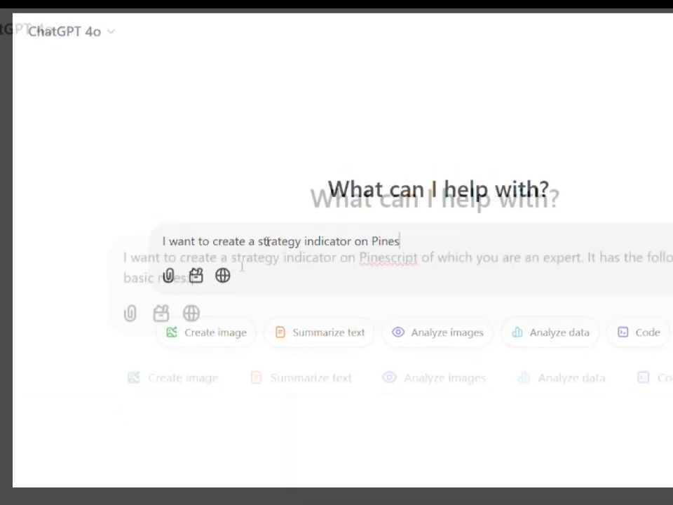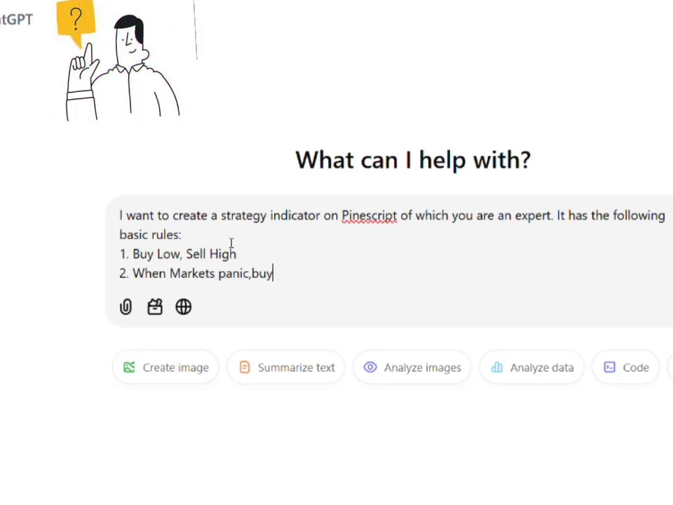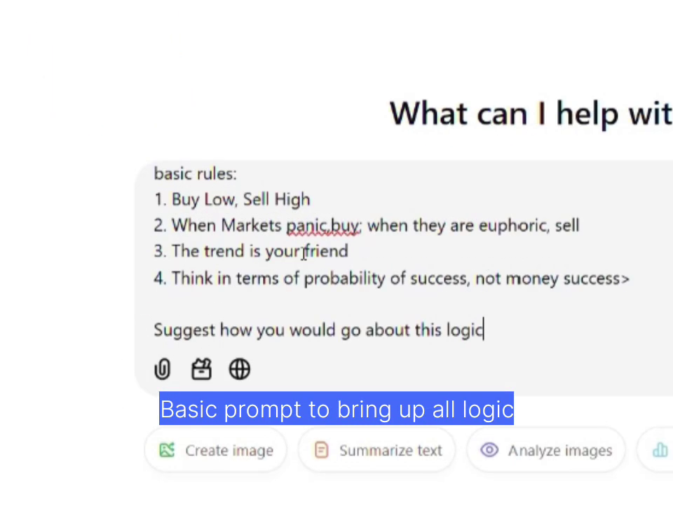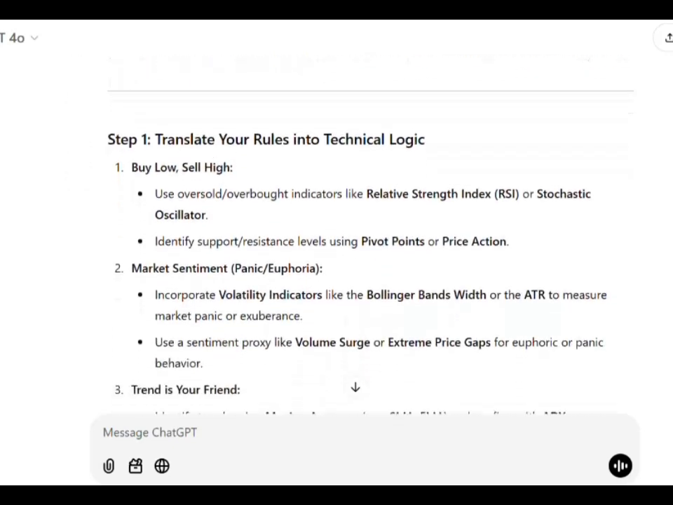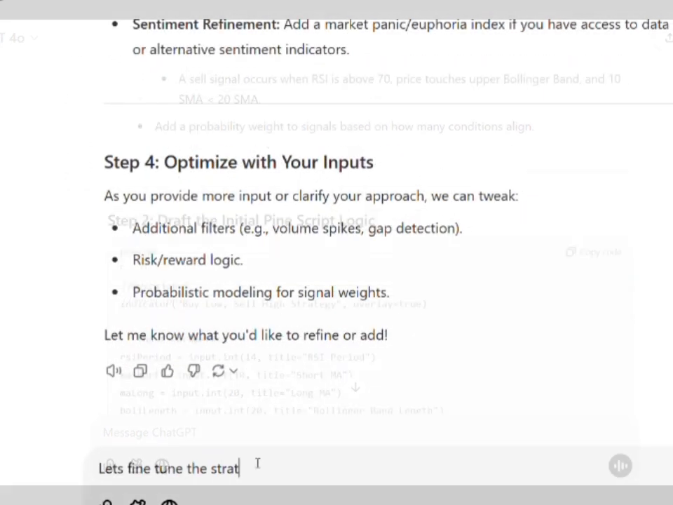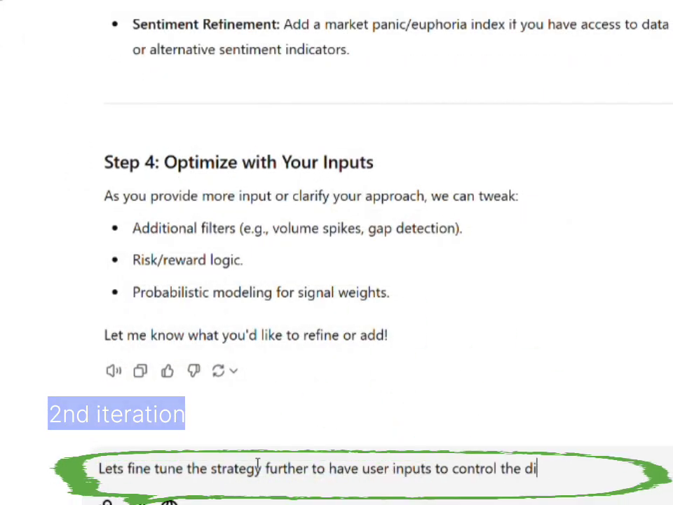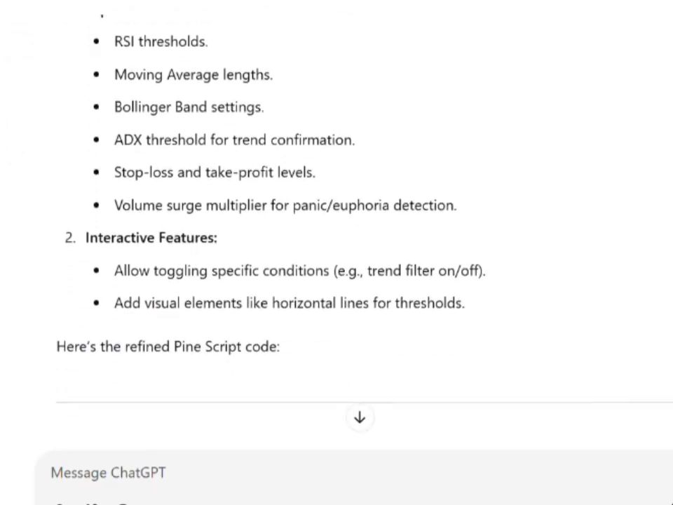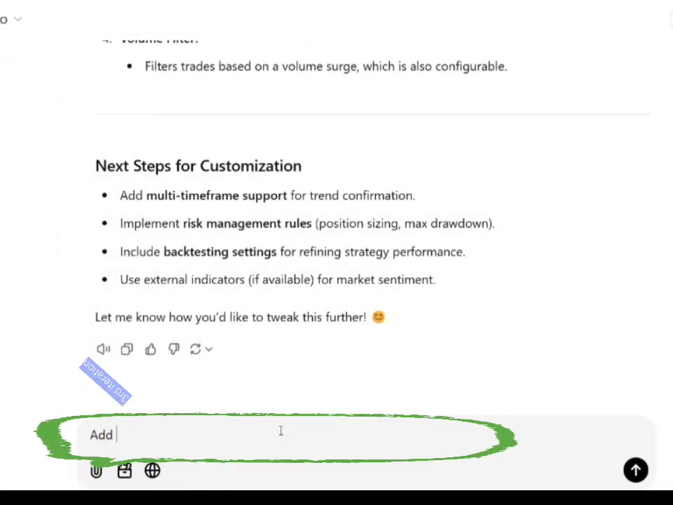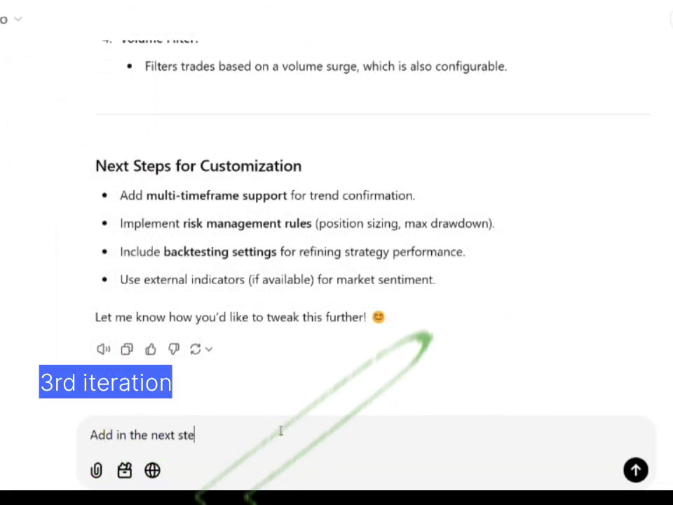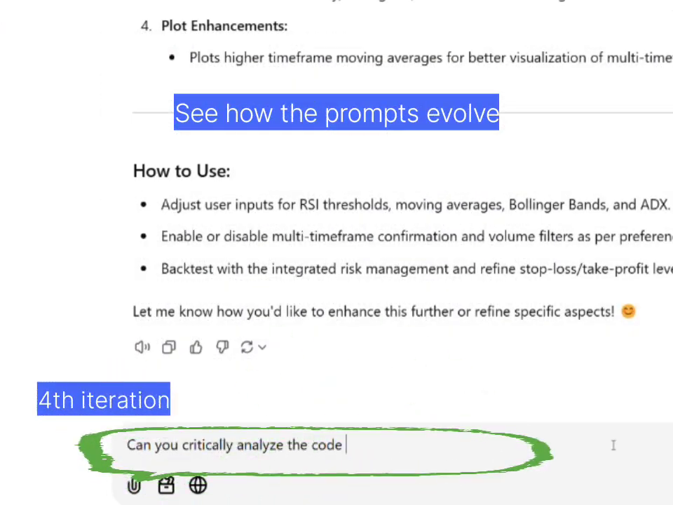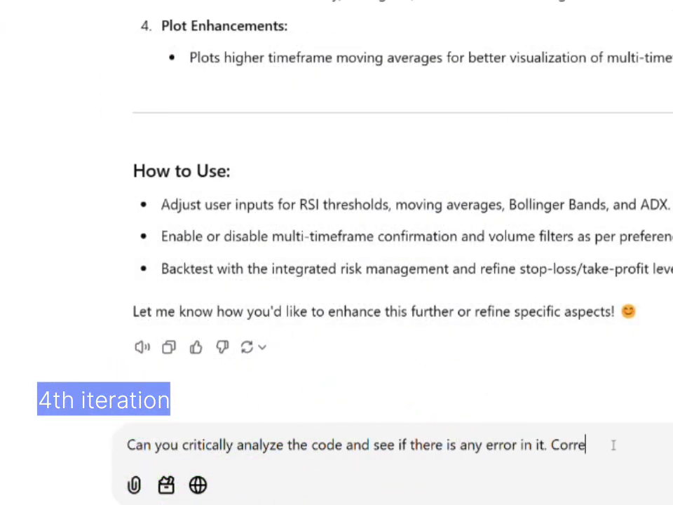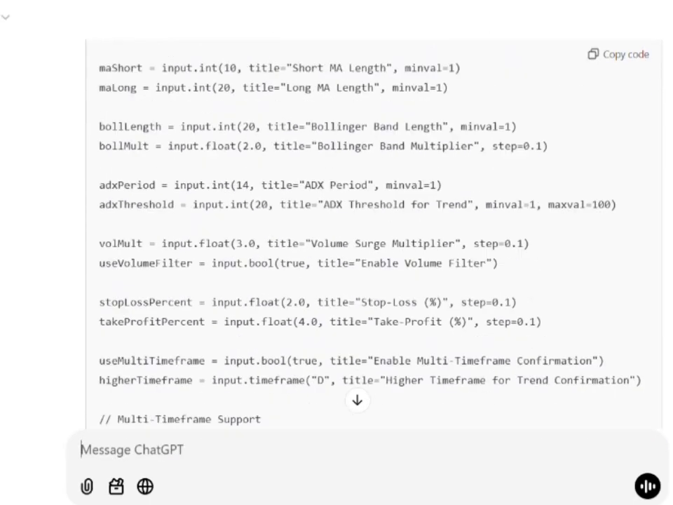Now let me jump to a more complex strategy indicator I created, the C187. I started with simple rules, the foundational ones, that is buy low, sell high, in panic buy, in euphoria sell. The trend is your friend, and to think in terms of probability of profit, not in terms of money profits alone. Though simple as an ask, by the 187th iteration, it had become quite complex.